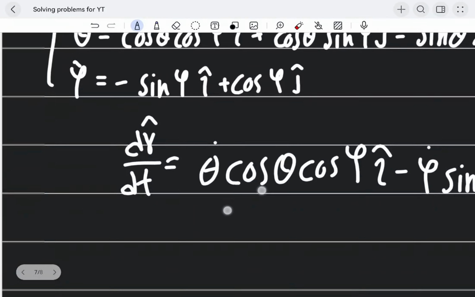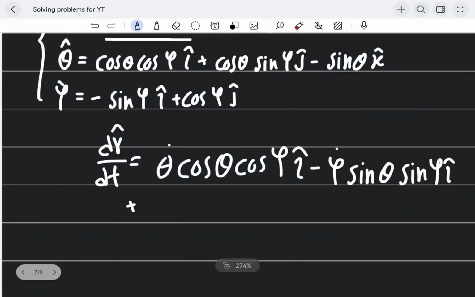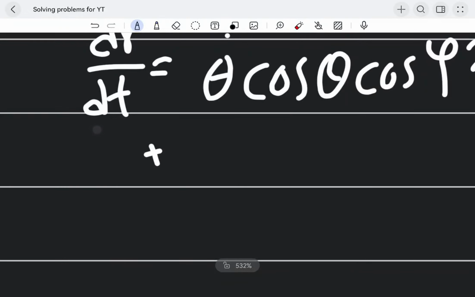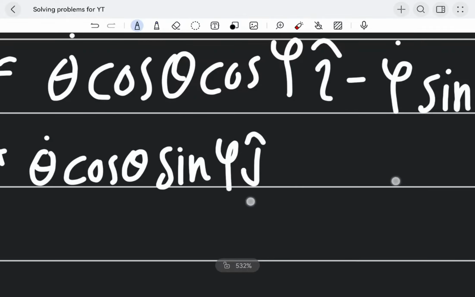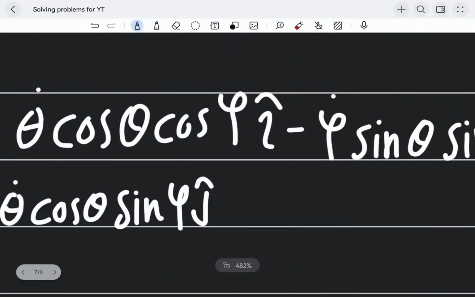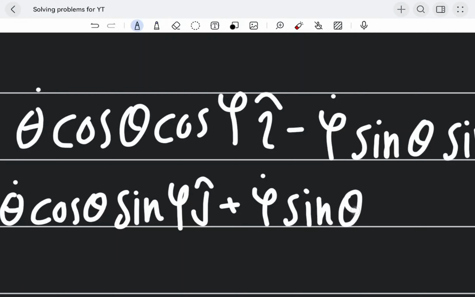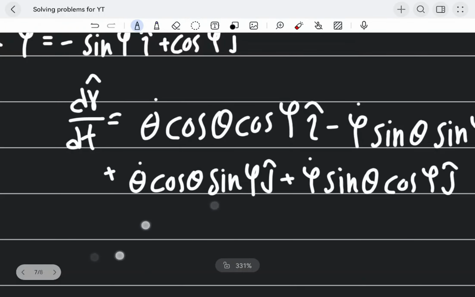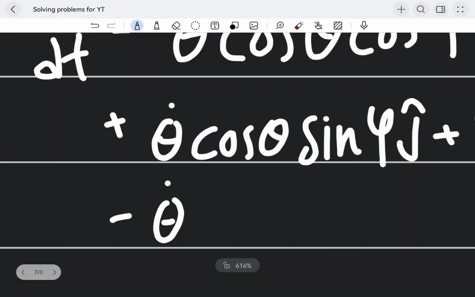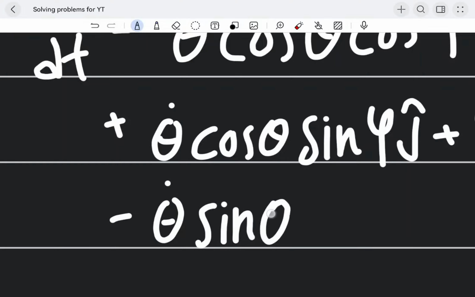For the j component, we differentiate the first thing, sine theta, and have theta dot cosine theta times sine phi j hat, and then we differentiate sine phi, so we have phi dot sine theta cosine phi j hat. We go to the k component, and this will be just minus theta dot sine theta k hat.